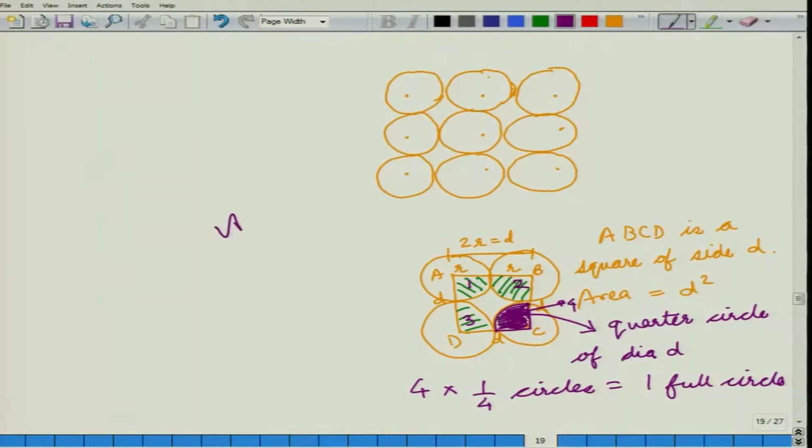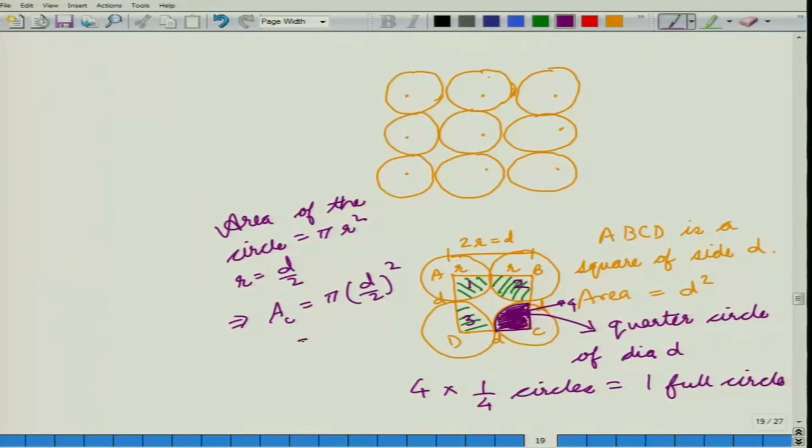Now, the area of the circle is given by pi r square. R is equal to d by 2. So, the area of the circle is equal to pi d by 2 square or pi by 4 d square. Here we saw that the area of the square is given by d square.